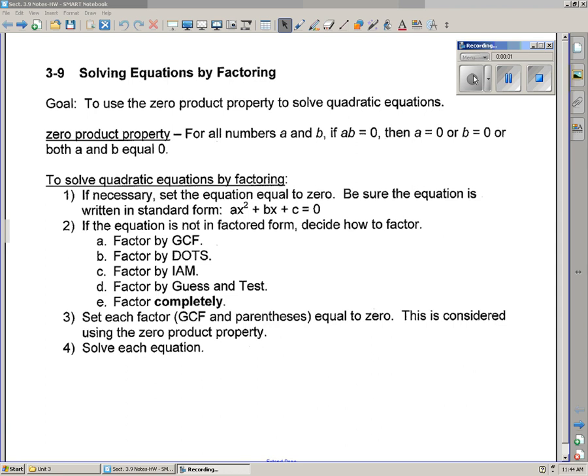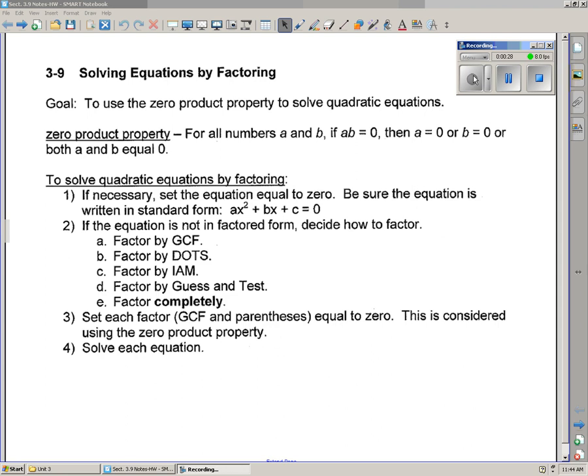Okay, so for this lesson, we're going to solve equations by factoring. The factoring part you already know, we're just going to extend it a little bit, and I think you're going to be fine. We're going to be dealing with something called the zero product property, and that just means that for any numbers a and b, if you multiply two numbers together and the answer is 0, then one of those two numbers had to be a 0, or possibly both.